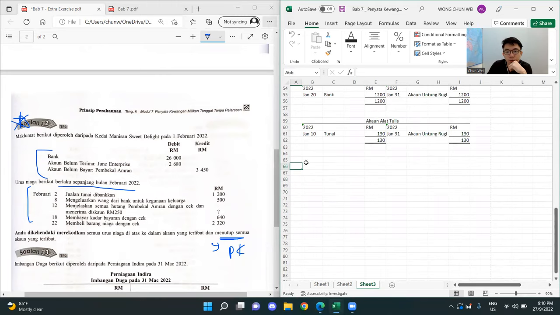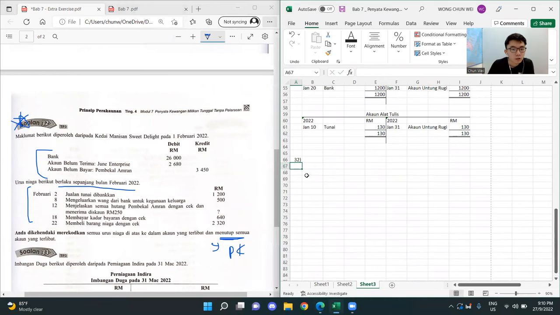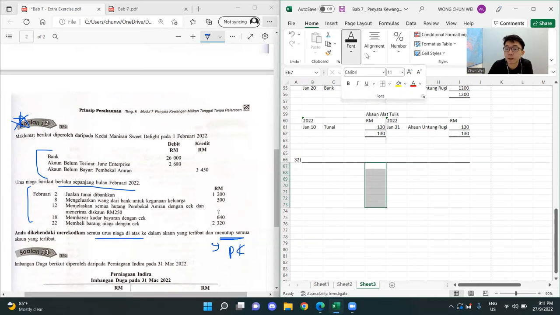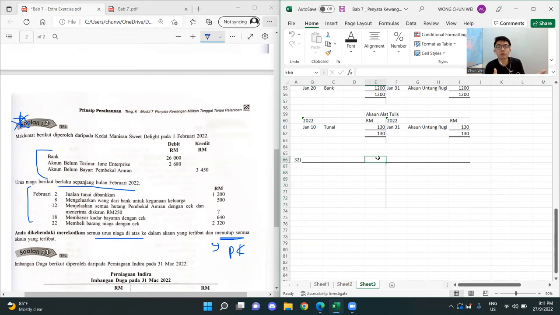Question 32. So let's buka account bank dulu. Okay, mereka akan semua urus niaga di atas. So meaning all the account yang berkaitan. Okay, so let's go, let's buka baki dulu. Okay, so 1, 2, 3, 4. Okay, so we actually use what we learned before, which is daripada bab lima, okay, ledger. So if you don't study bab lima ledger, then of course you can't do this kind of question. This is in bab tujuh. Tapi kita masih guna konsep daripada bab lima.